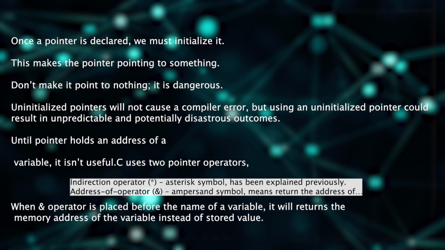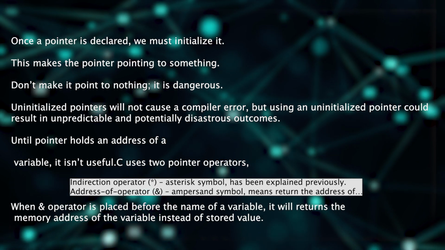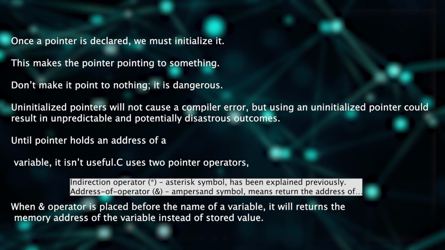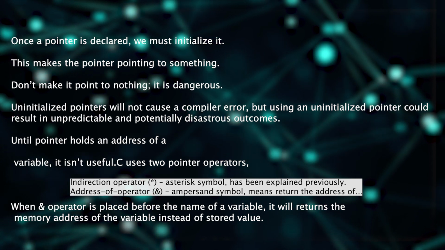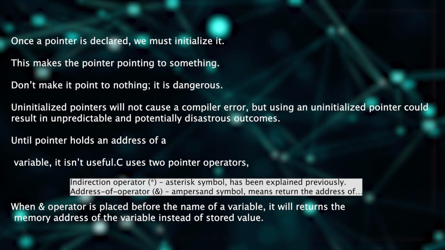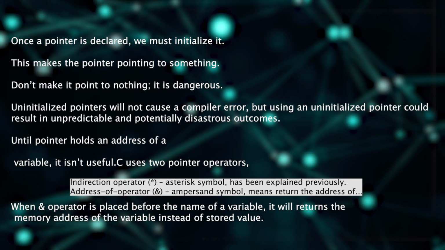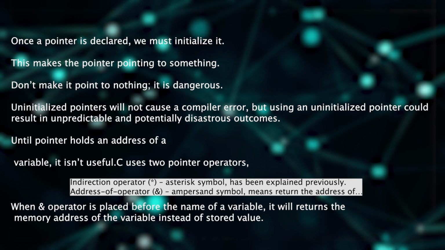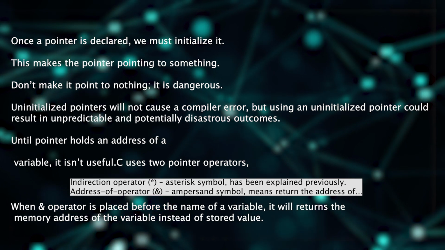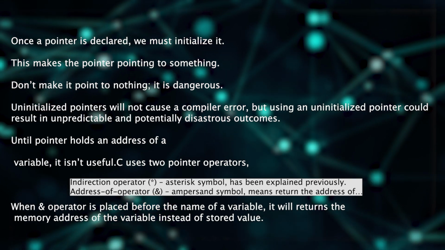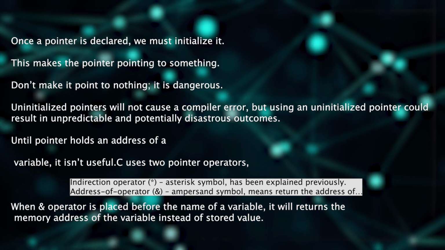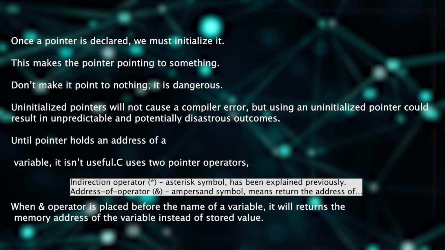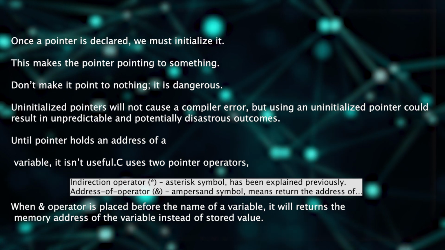C uses two pointer operators. The first is the indirection operator, the asterisk sign, which has already been explained previously. The second is the address of operator, the ampersand sign. The ampersand symbol means returns the address of. When the ampersand sign is placed before the name of any variable, it returns the memory address of that variable instead of the stored value. Some facts about pointers.